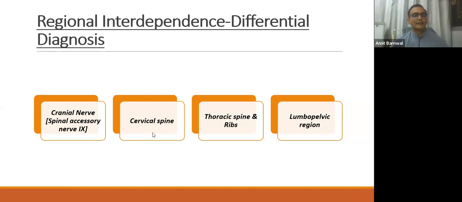For the cervical region, we have muscle attachments and definitely nerve supply. So we need to look at the cervical region as well if we find any malalignment or alteration of motion of the scapula. For the thoracic spine and the ribs, we know there is a lot of attachment on the medial aspect and the anterior aspect of the scapula, like rhomboids and serratus anterior. And for the lumbopelvic region, we have a very important attachment.